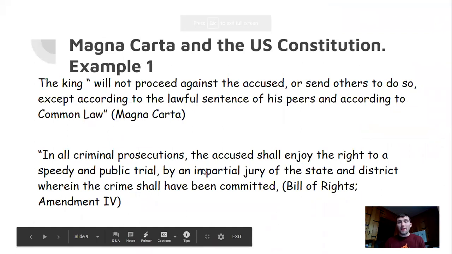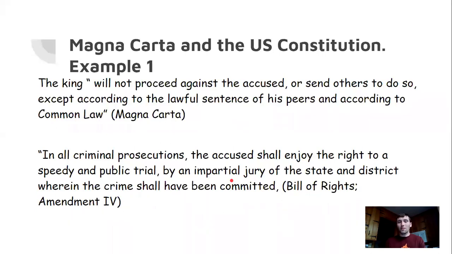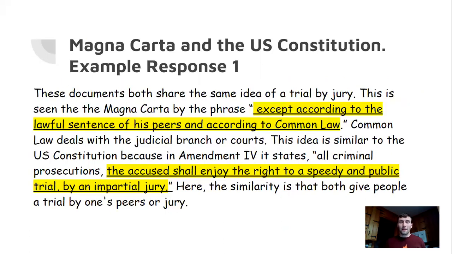Now, another word that you might have to look up would be impartial, and that is right here. Impartial jury. To be impartial is to not have a bias. So what is the similarity between these two passages? Well, I wrote it here.